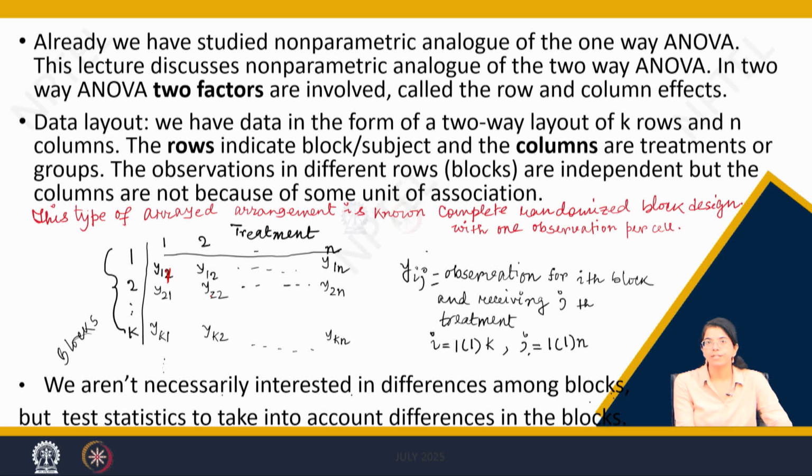So i runs from 1 to k, that is 1, 2, 3, 4 till k, and j runs from 1, 2, 3 till n. We are not necessarily interested in differences among the blocks, but the test statistic takes into account the differences in the blocks. We are interested in the differences of the treatments, whether each treatment has an equal effect on the observations or they have different effects on the observations.